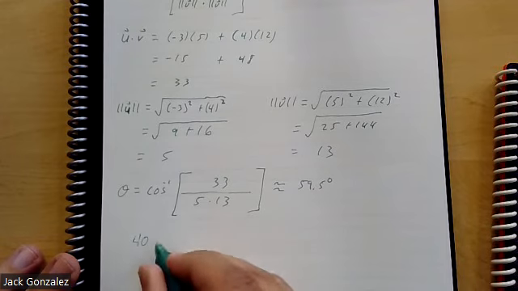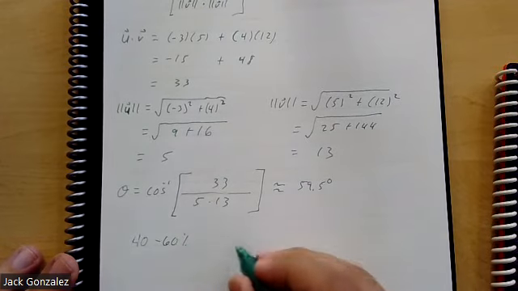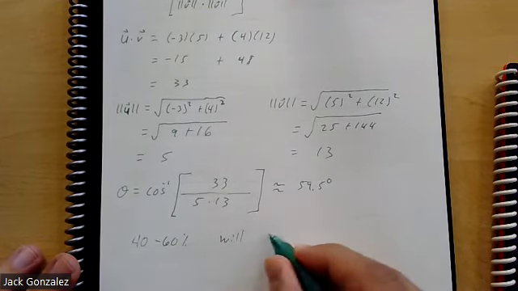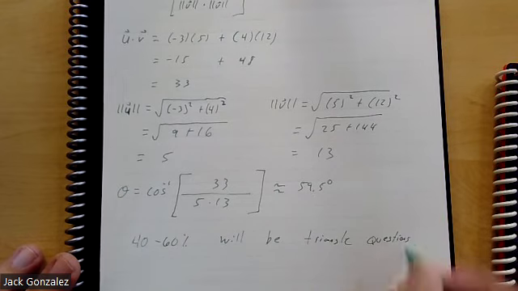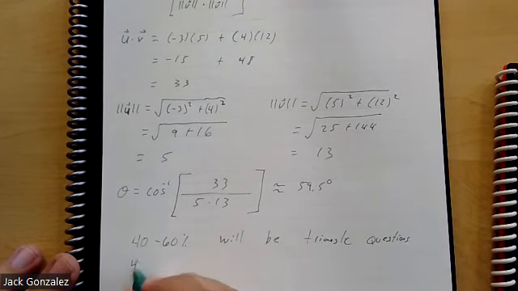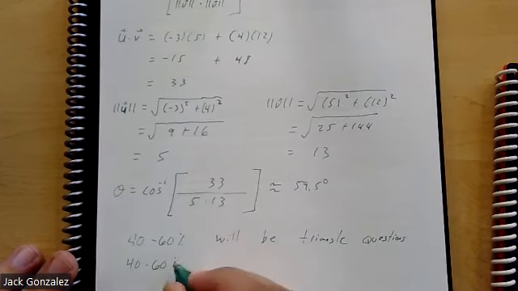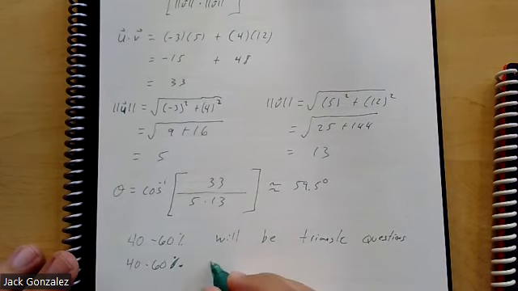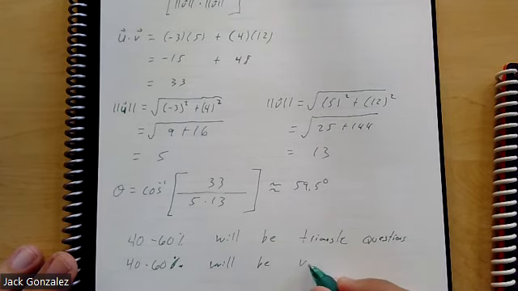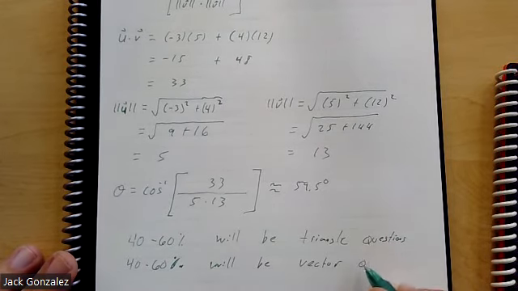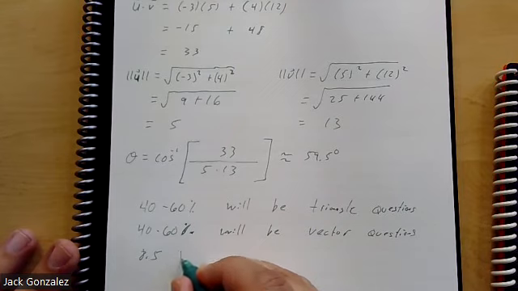All right, so 40 to 60% of the exam will be triangle questions. 40 to 60% will be vector questions. 8.5 is not on the test.